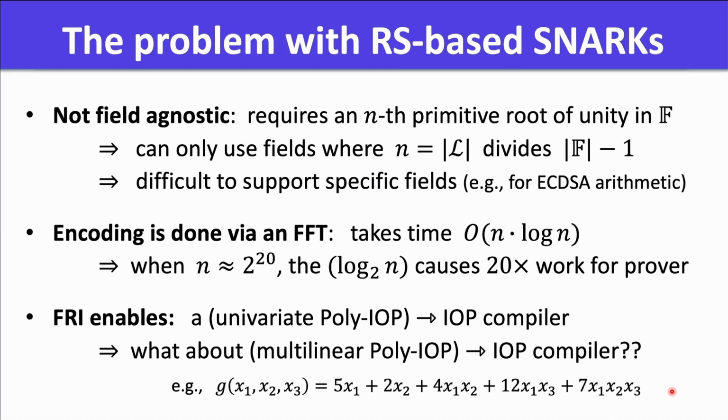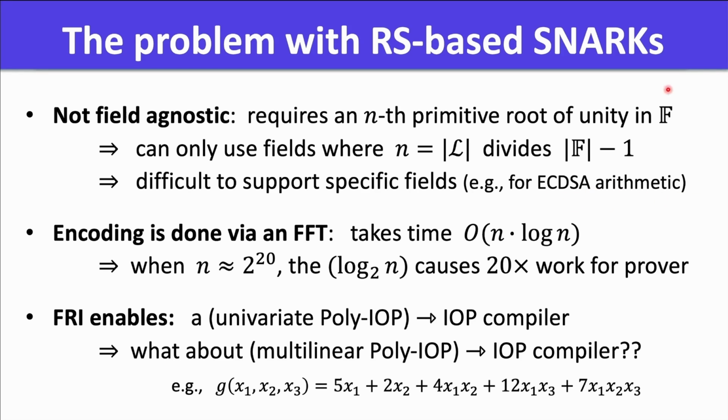So when it comes to Reed-Solomon, actually there are 3 problems with the Reed-Solomon code. First of all, SNARKs that are derived from the Reed-Solomon code are not field agnostic. Remember, we always required an nth primitive root of unity inside of the finite field, where n is some large power of 2. This means we can only use fields where n divides the size of the field minus 1, and that prevents us from using primes, for example, like the ECDSA prime, which would be very beneficial for proving knowledge of an ECDSA signature.